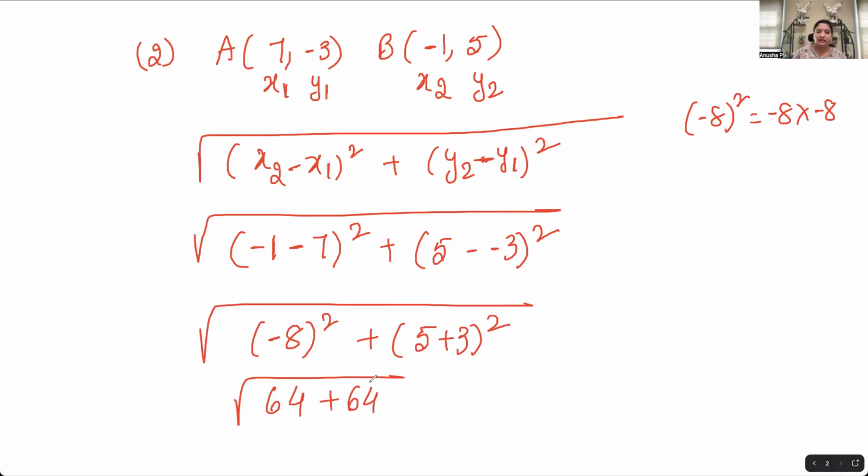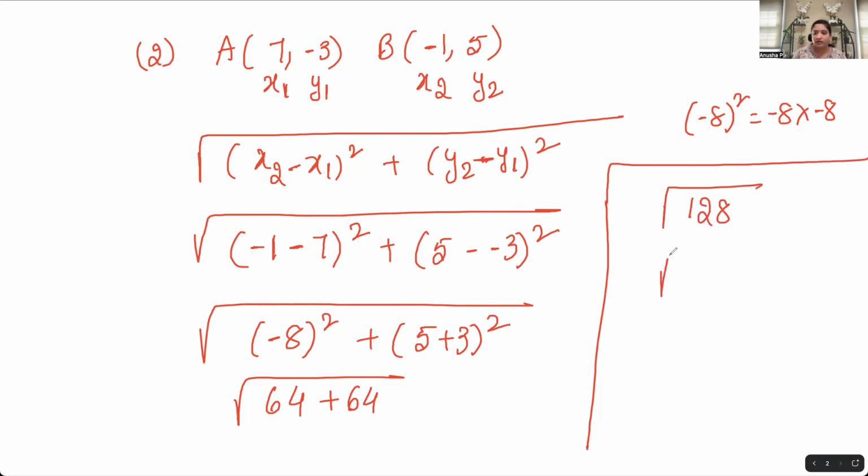Here we can write it as square root of 128, or 2 times 64. We know that square root of 64 is 8. 8 square root of 2. Square root of 64 is 8 and it is square root of 2. If you have a doubt in finding the square roots, you can watch my video related to the square roots.